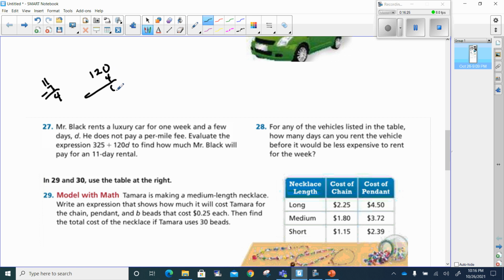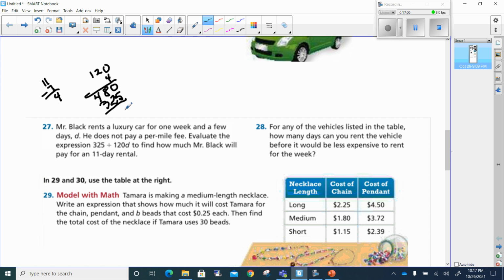Well, 4 times 0 is 0, 2 times 4 is 8, and 4 times 1 is 4, so that gives me 480. So I know I'm going to pay $325 plus $480 because I used 4 more days. So I'm going to add these two together. Seems to me that it would have been a lot cheaper if I just rented it for 2 weeks and paid $325 twice instead of getting stuck paying that $480.